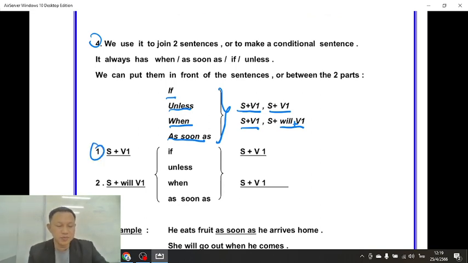Number 1. Subject plus verb 1, if, unless, when, as soon as, subject plus verb 1. 2. Subject plus will, verb 1, if, unless, when, as soon as, subject plus verb 1.